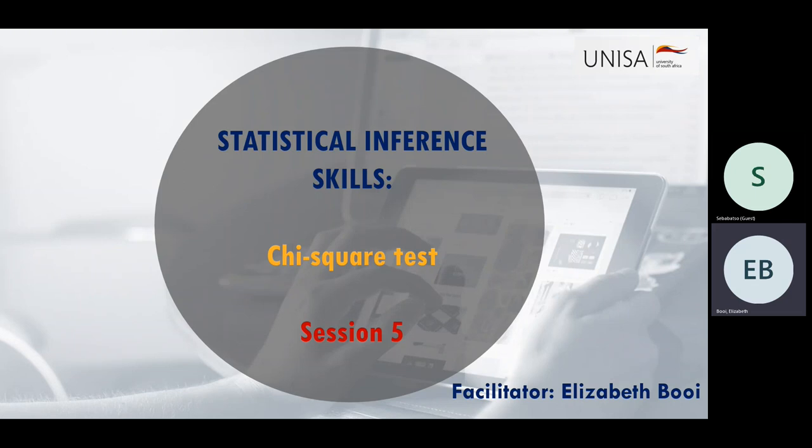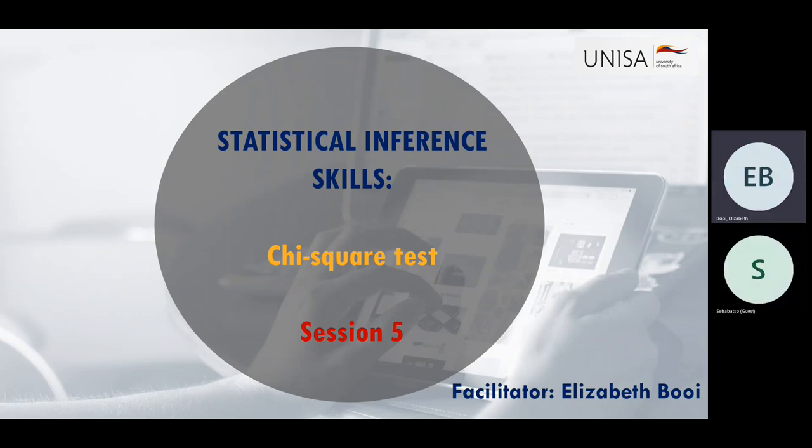Today we're going to look at the chi-square test. We're going to look at how we answer questions relating to the chi-square test, because there are two ways of calculating it. We can do the chi-square test for goodness of fit, or we can do the chi-square test for independence. Both of them will require us to use a table to get the critical values and make a decision, because we will be doing hypothesis testing.